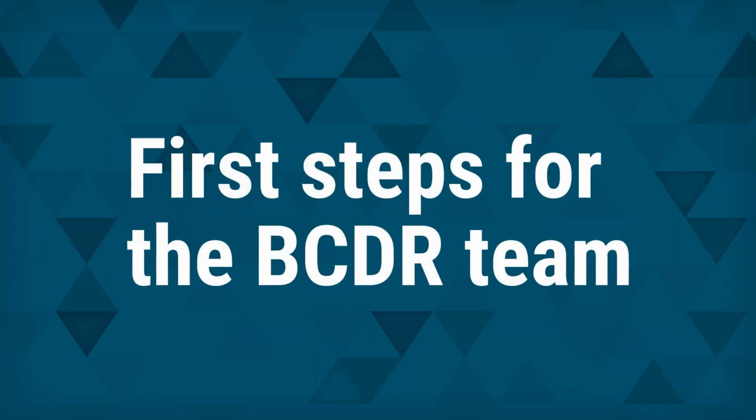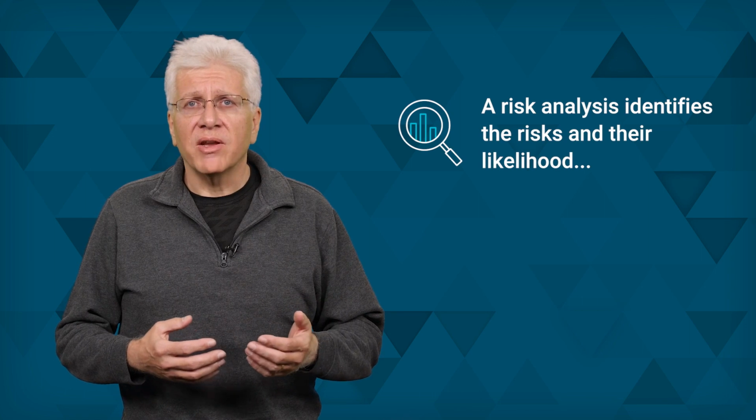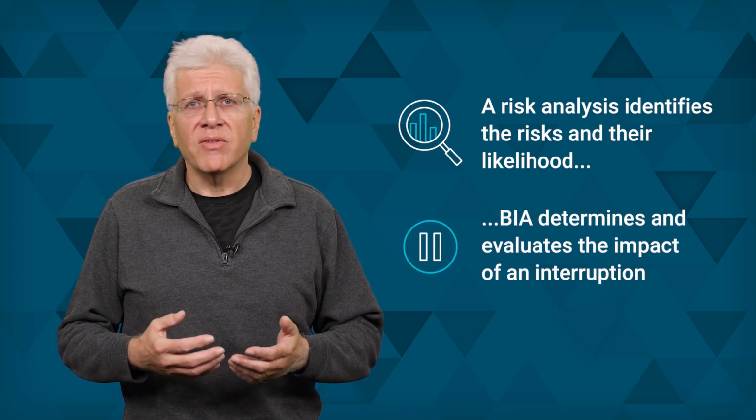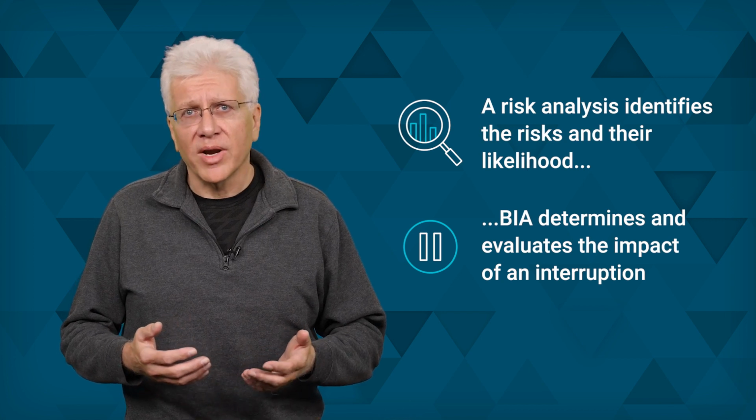So you've got the team in place. What's next? First, the BCDR team members should perform the Risk Analysis and Business Impact Analysis, or BIA. A risk analysis identifies the risks and their likelihood, while a BIA determines and evaluates the impact of an interruption on critical business operations. Conducting a risk analysis and a BIA will identify the most critical aspects of the business and how quickly and to what extent they must be running after an incident.